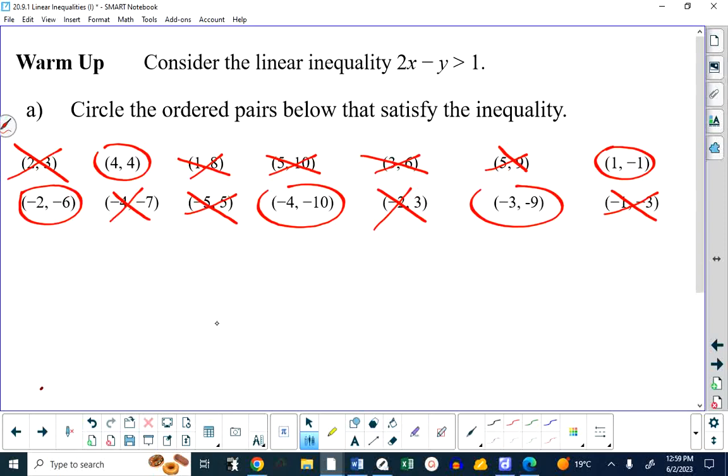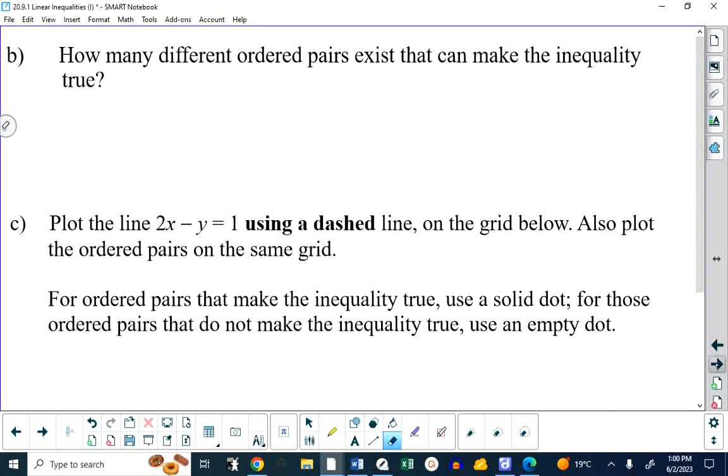Did you notice that there were a bunch of points that were, I would call them on the edge, where you ended up with 1 is greater than 1? Those are not a solution. If this was the inequality, which it is not, then those ones where we had 1 on one side and 1 on the other side, we would include those. And that becomes important for later. So now what we're asked to do here, how many different ordered pairs exist that can make the inequality true? There's an answer to this question. What do you guys think?